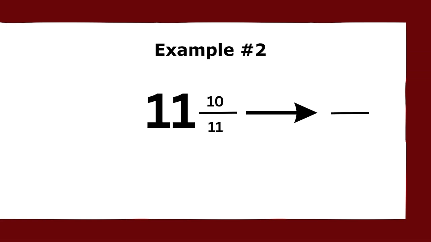Going on to our second example, I have 11 and 10 over 11. That is my mixed fraction. Now, going back to our steps, the very first thing I'm going to want to do is multiply the whole number by the denominator. So I'm going to do 11 times 11, and I get 121.